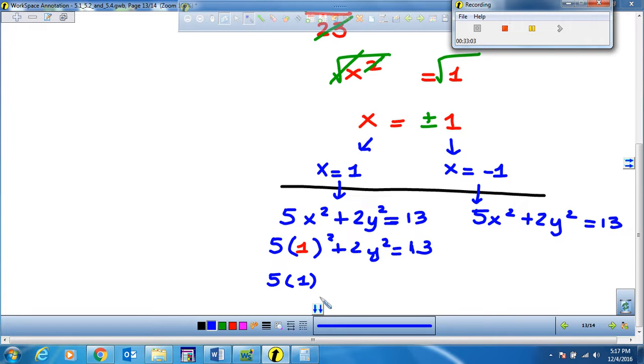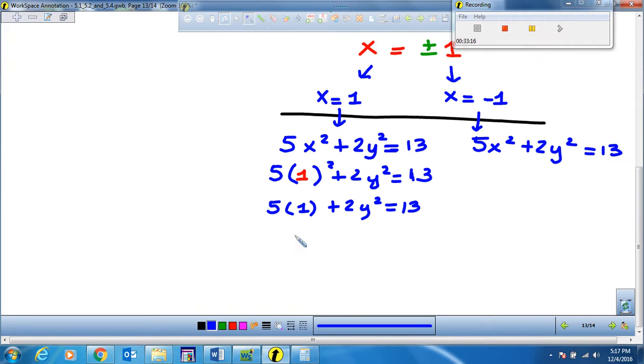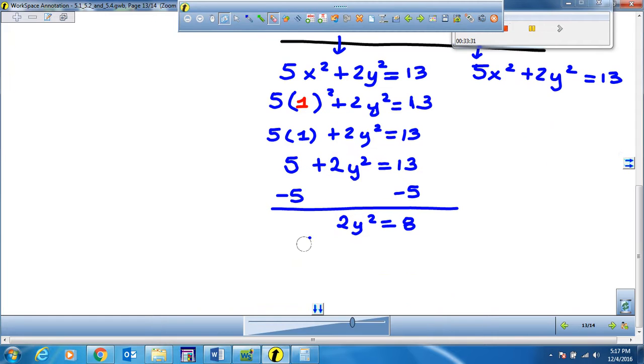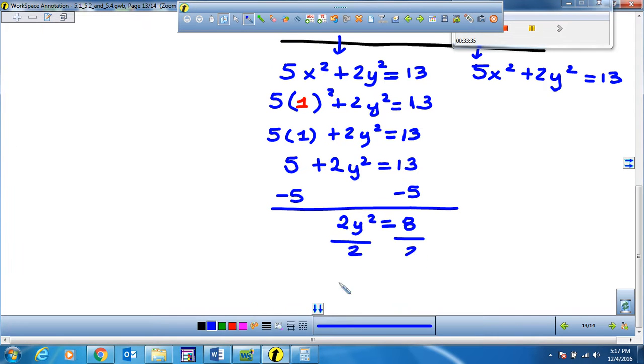Okay, so 1 to the second power, 1. So you just rewrite all this. 5 times 1 would be the next step, 5. Then subtract 5 from both sides. That's going to be 2y squared equals 8. Then divide by 2. So that's going to be y squared equals 4.